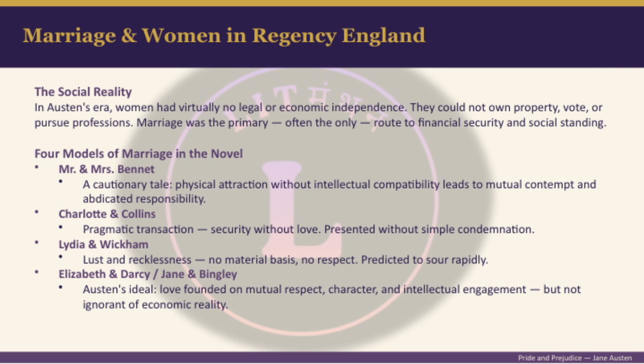Now let's look at the 4 different models of marriage that Austen presents in the novel. First, Mr. and Mrs. Bennet. Their relationship is a cautionary example. Physical attraction without intellectual compatibility leads to mutual contempt and a lack of responsibility. It shows what happens when marriage is based solely on surface qualities.